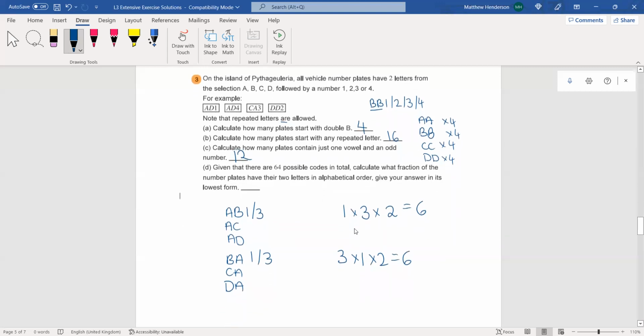And I've started to list them out so you can see. We've got AB1 or AB3, AC1 or AC3, AD1 or AD3. So there's the first 6 combinations, and you get the idea for the rest.